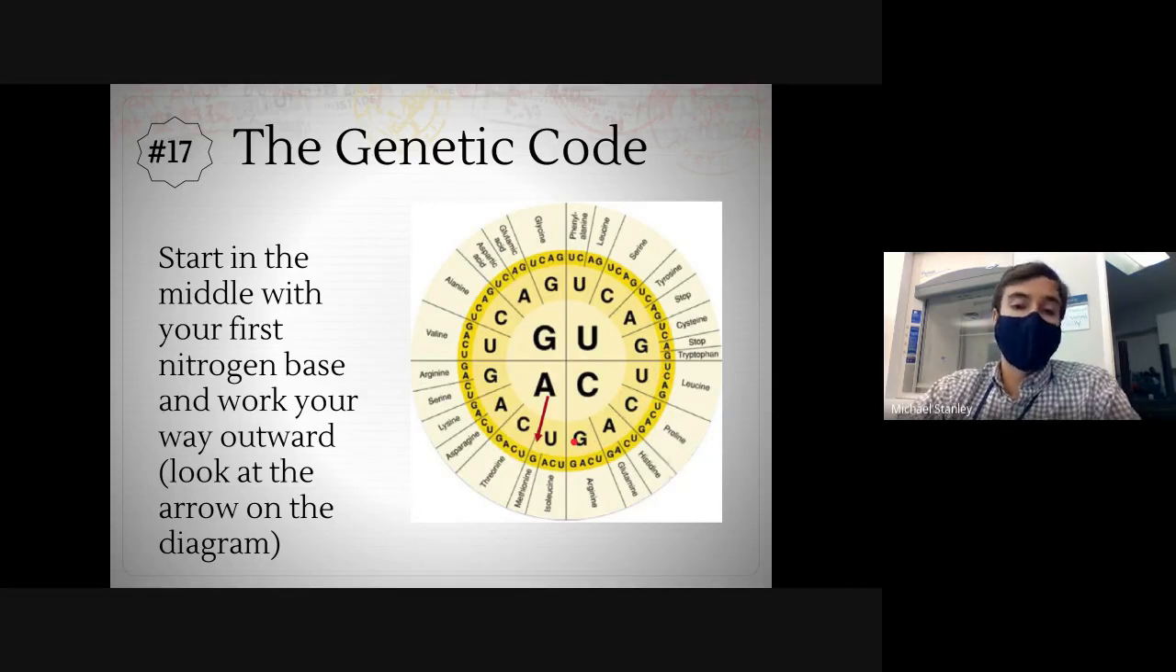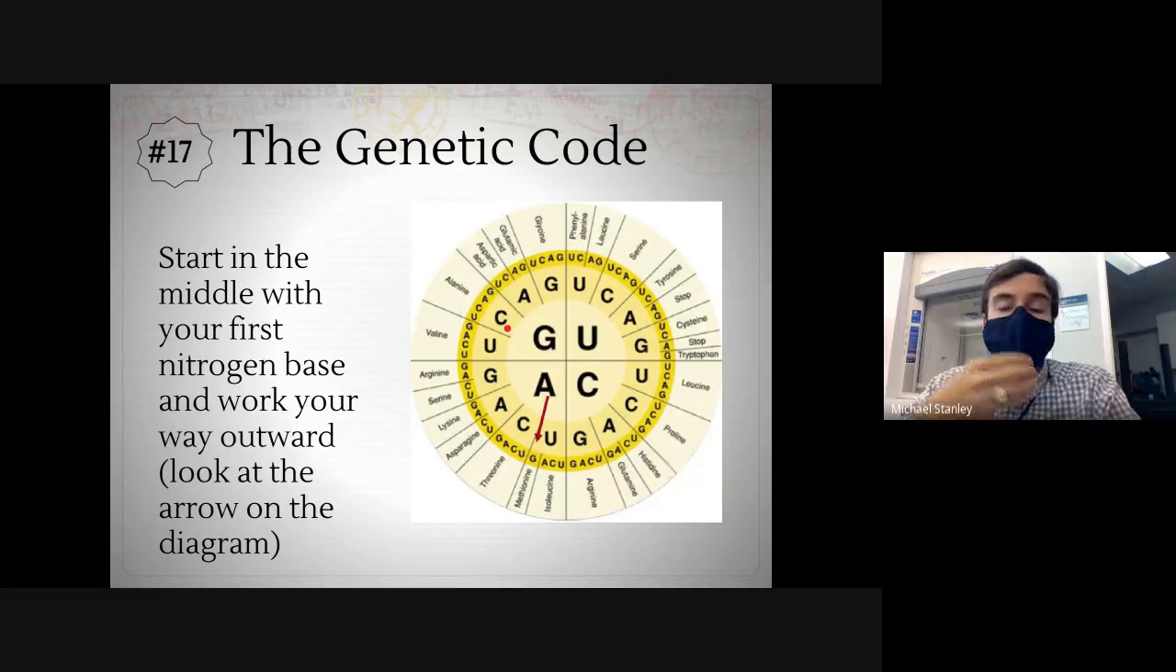So, for example, with that AUG example we were looking at earlier, AUG is methionine. So the way that you'd read this particular code is that A is in this section right here, and AU, so U is up next, and U is this area down here. And then G, AUG, G is right here. So AUG gives us methionine.